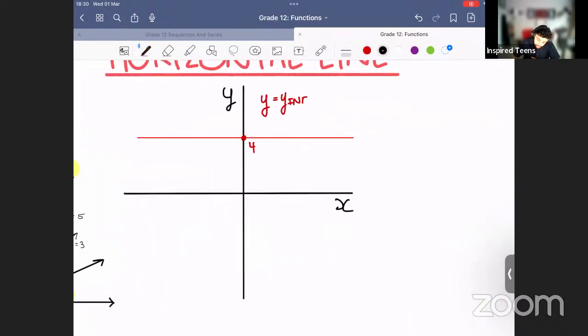And again, any point on this graph would return 4 as the y value. So here, this coordinate could be a positive x value and 4 as the y value. Okay. Similarly, on the other side, this coordinate would read a negative x value and 4 as well.